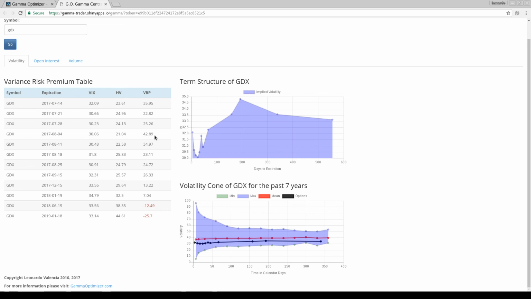VRP is 42%. Why would you pick this one? Well, if you are in the business of selling options, then sell the ones that are overpriced, no?